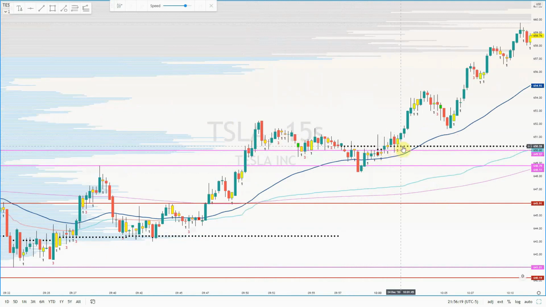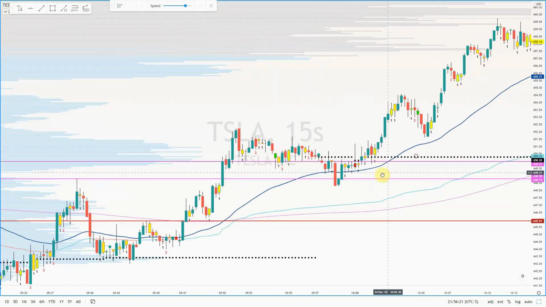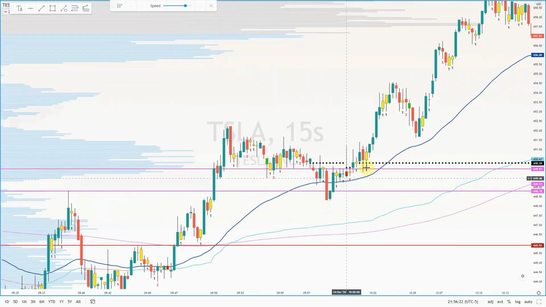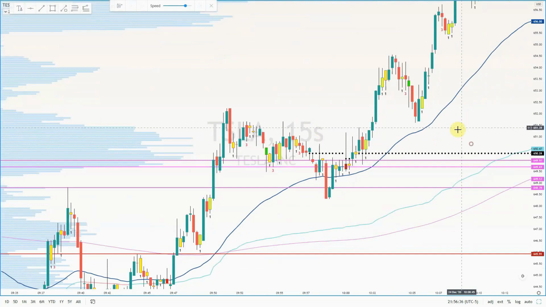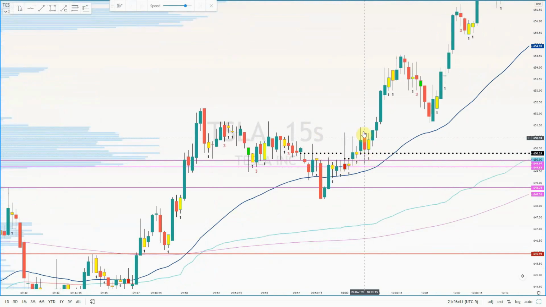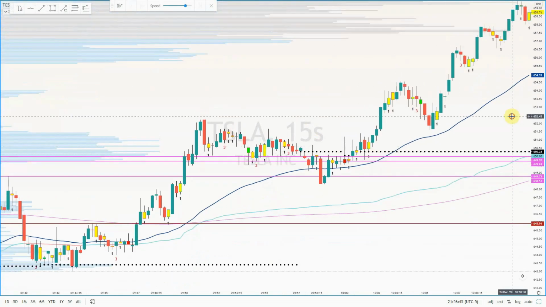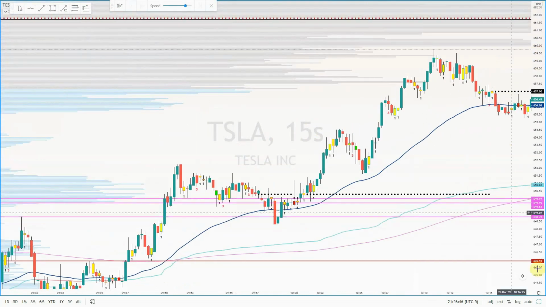And I wait and I wait, and then here's where my entry is. I have a little inside candle. We're over point of control, so my entry goes here. My stop is going to go right here below that green candle. And I almost get stopped out, but then she takes off.